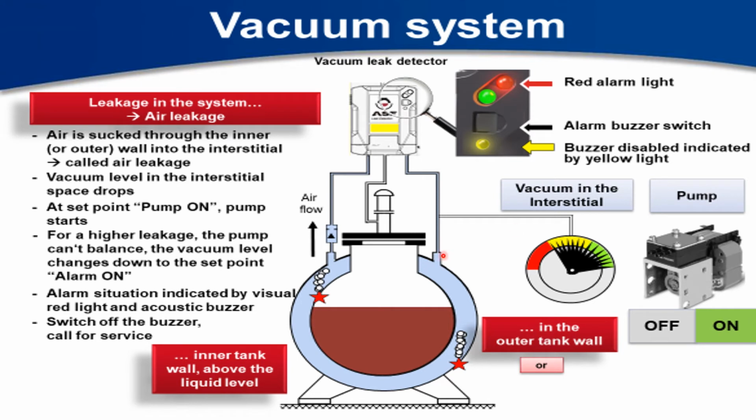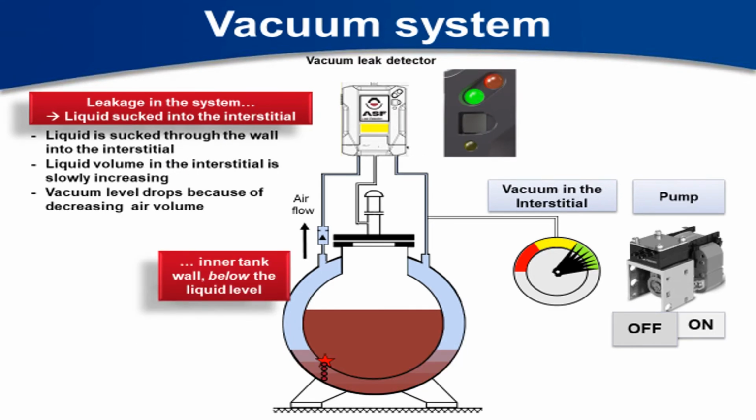So if you have a leak in a vacuum system and it's above the liquid line, then you're going to be pulling air, and the system will notice that there's a change in the vacuum and it'll go into alarm. And it's the same for the outer tank. If the outer tank has a leak and there's no groundwater around it, then it's pulling air, and that'll go into alarm too. So you'll have the alarm, and it'll tell you that you've got a problem. You need to get somebody out to look at it.